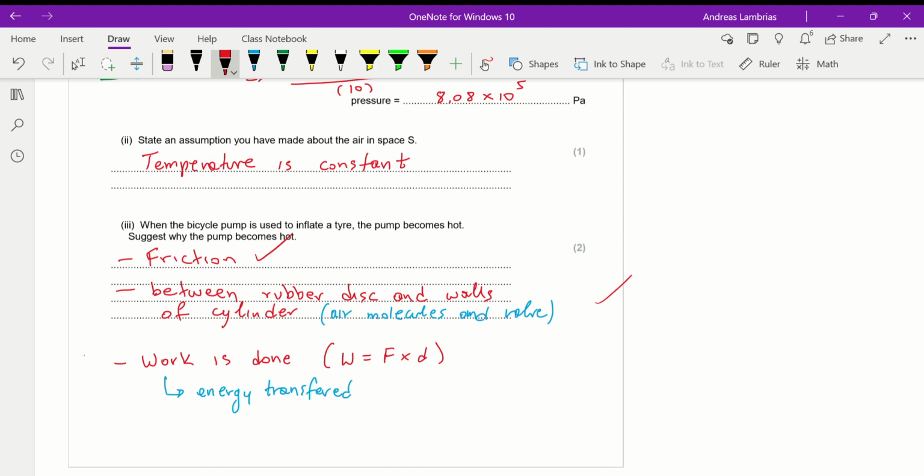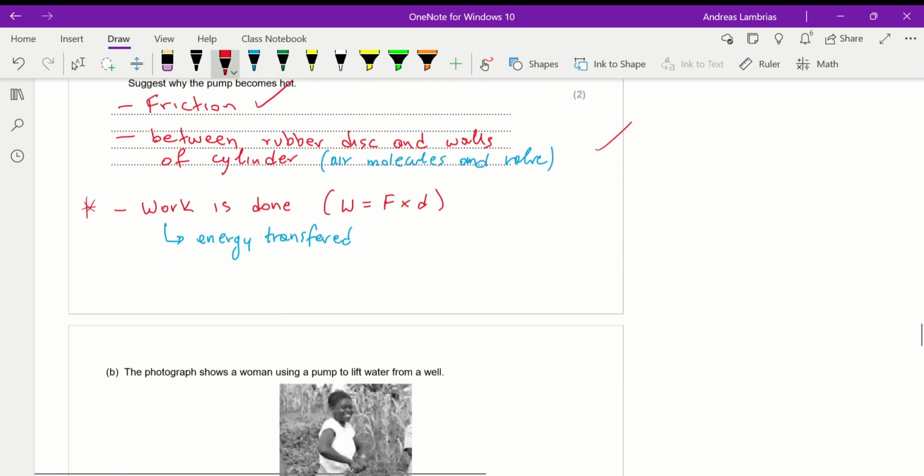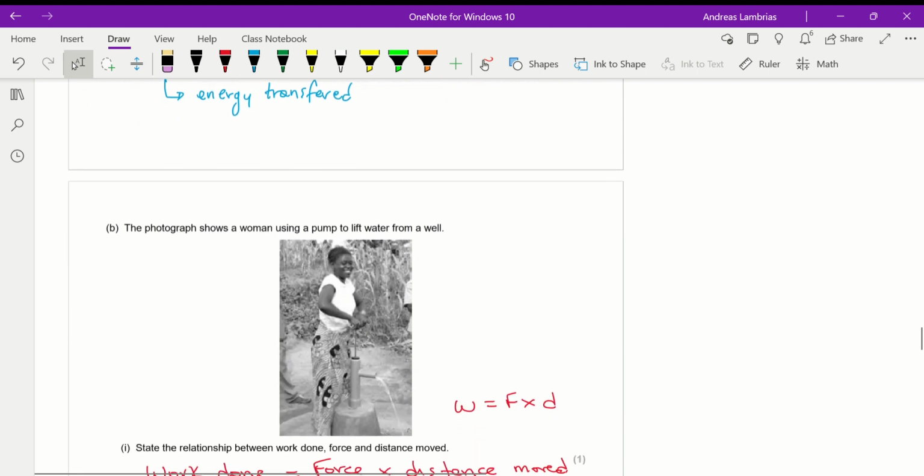An additional way of getting a mark is to say that since friction is a force and the piston is moving, then we have work done. And if you remember, work done is the energy transfer from one object to the other. So in this case, the kinetic energy of the piston becomes thermal energy due to friction. So we can approach this question using the work done. And the next part of this question is actually about the work done.